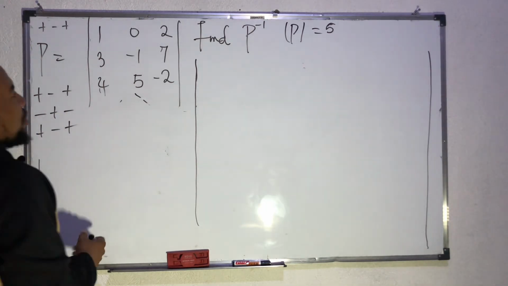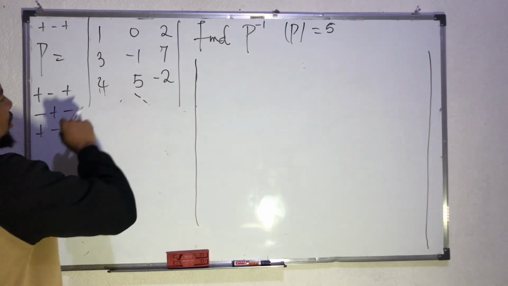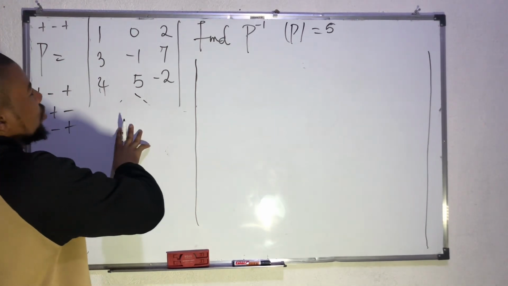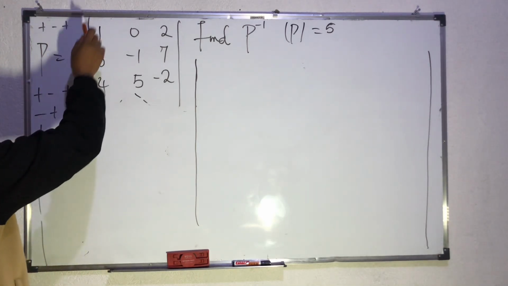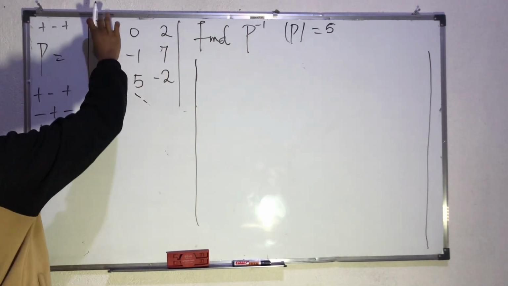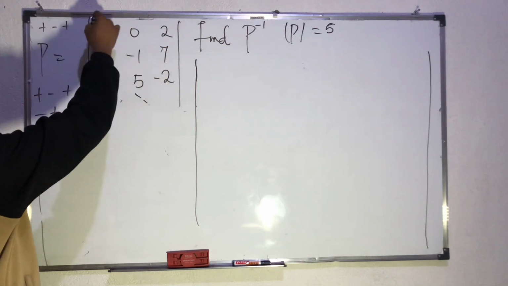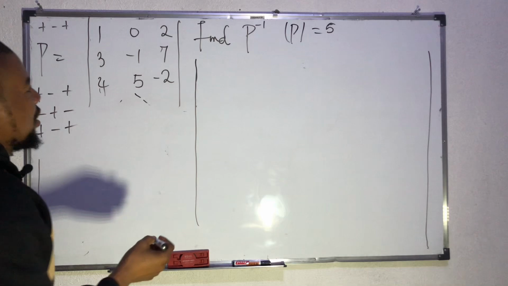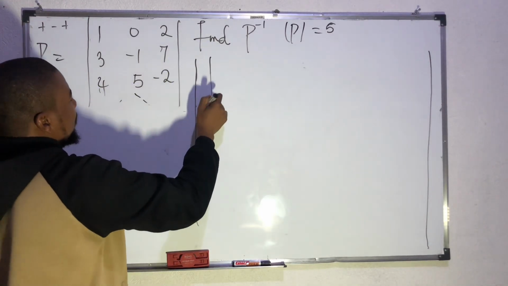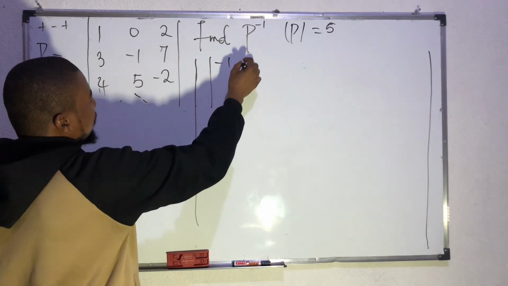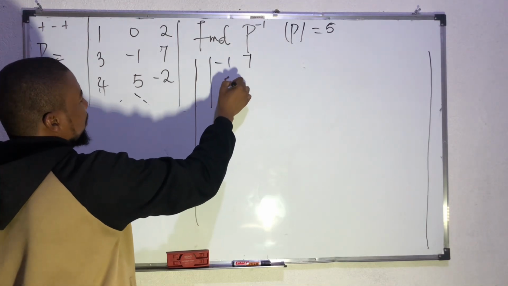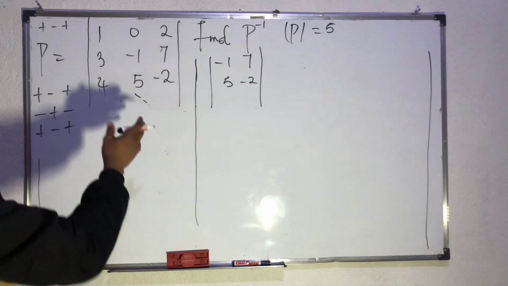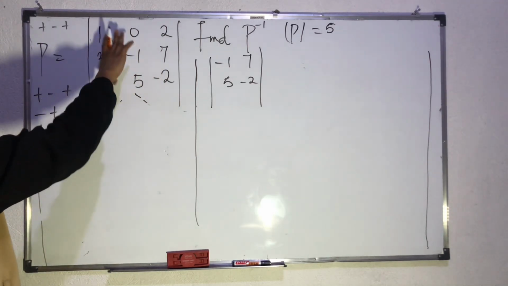Using the same system we used to break it down into simpler matrices, we're also going to employ the same method to obtain the cofactors. For the first row, we're going to hide the first row where 1 is found and the column where 1 is found. Therefore, we're going to have negative 1, 7, 5, negative 2. So we're going to do this for every number inside this box.